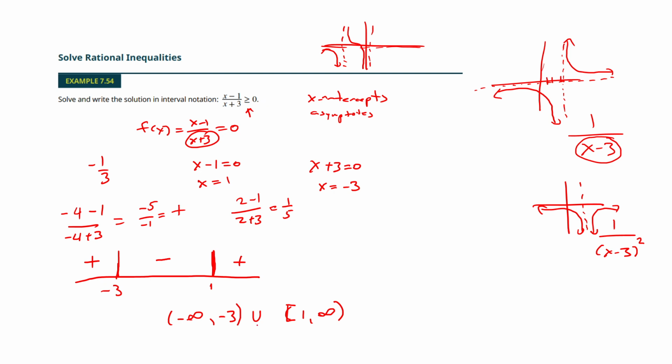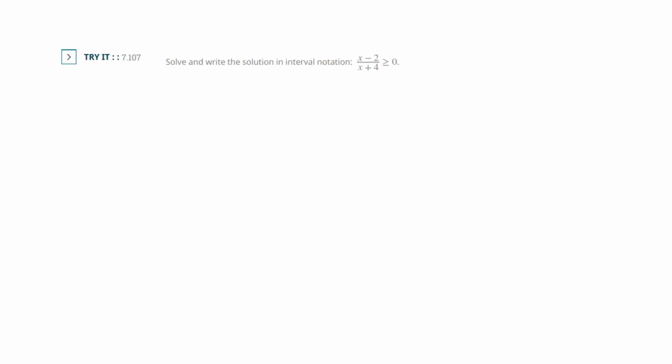Now we'll practice this. I know this is kind of a lot. Let's do another one. So we need the places where it could cross the asymptote, or any places where we could change from positive to negative. That is the asymptotes. So negative 4 would be an asymptote. And then we're going to find the x-intercepts, which in this case, all it is is solving x minus 2 equals 0. It's just the top, so x is 2.